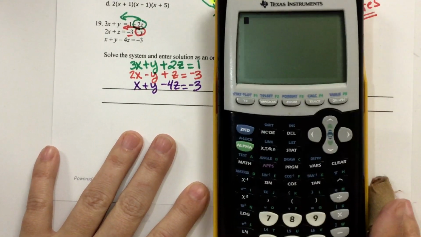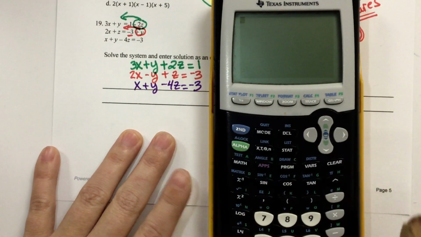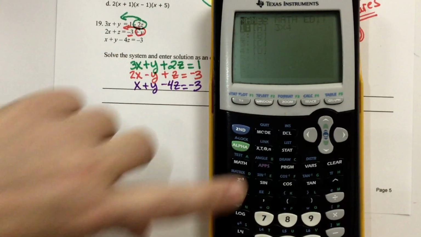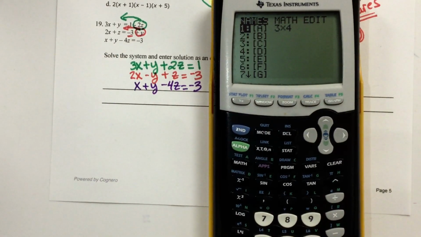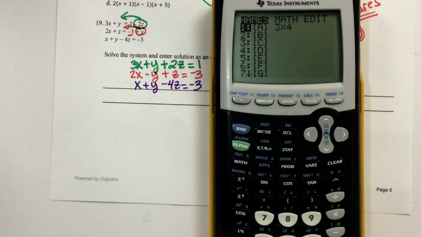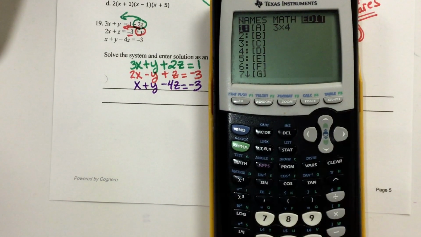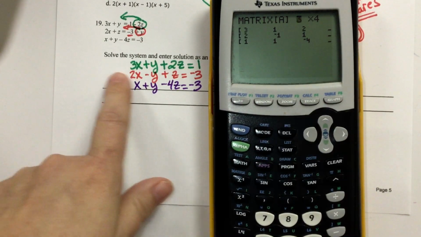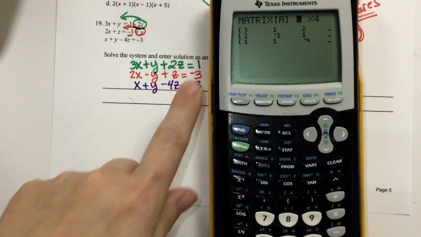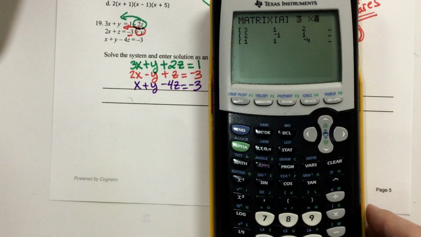All right, so I go to matrix 3 times total. Here's the first time. Second, x to the negative 1. The first time you're in here, you go to edit. So I right arrow over to edit. It is 3 rows and 1, 2, 3, 4 columns. So it is a 3 by 4.